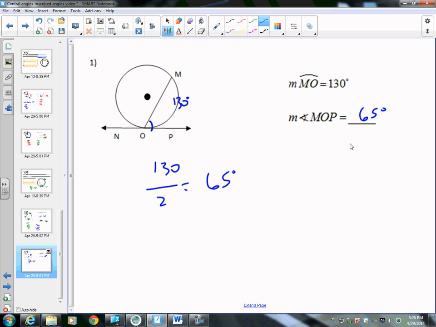Okay, that's it on these angles, the inscribed angles and the central angles. Good luck.